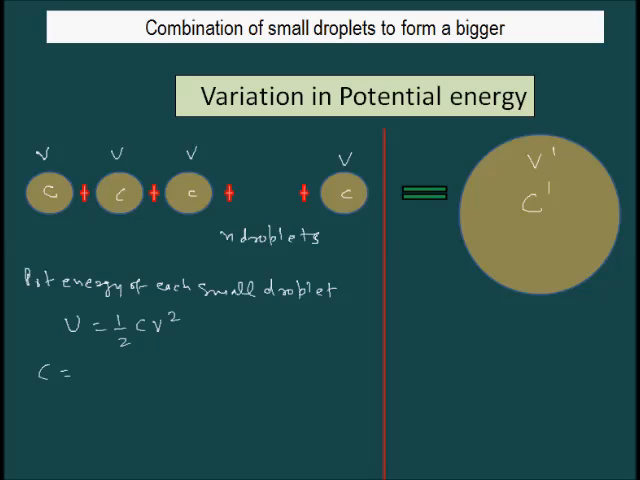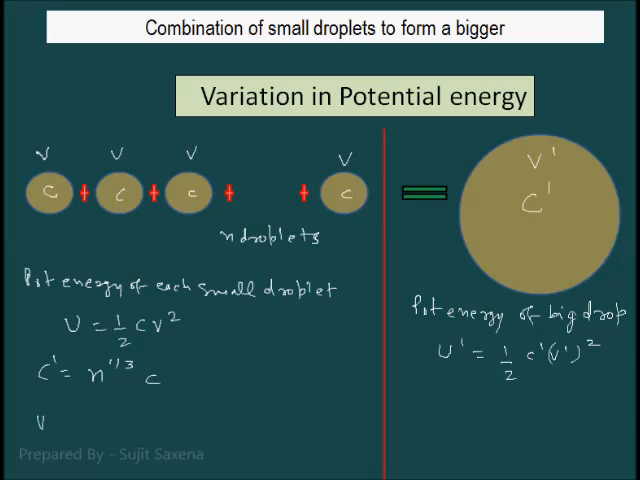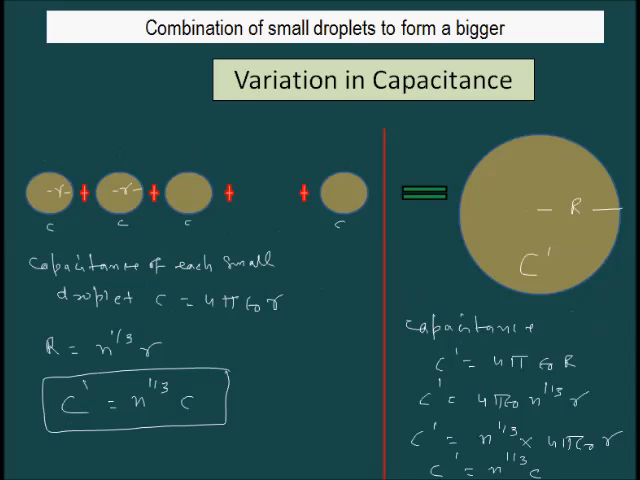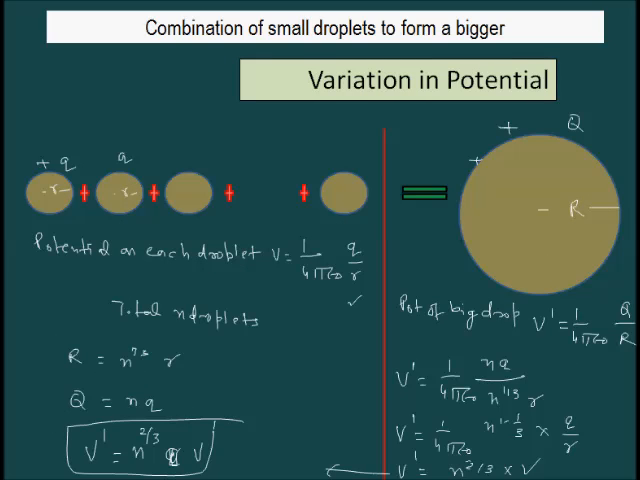where C is capacitance and V is potential. The energy of the bigger drop after combination, U dash, can be written as 1 by 2 C dash V dash square, where we know that C dash is n to the power 1 by 3 C and V dash is n to the power 2 by 3 into V.